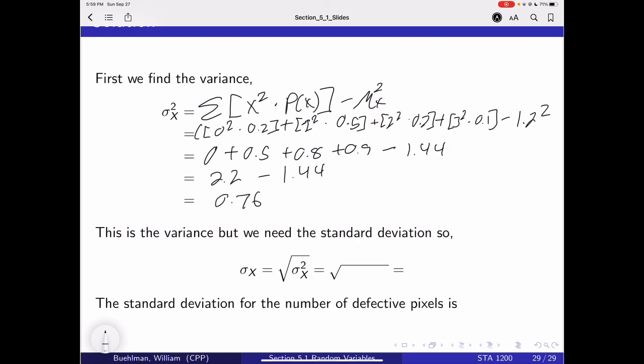which gives us 0.76. So that is the variance, but we need standard deviation, which, as a reminder, is the square root of the variance. So standard deviation is equal to the square root of 0.76, which is equal to 0.872. So the standard deviation for the number of defective pixels is 0.872.